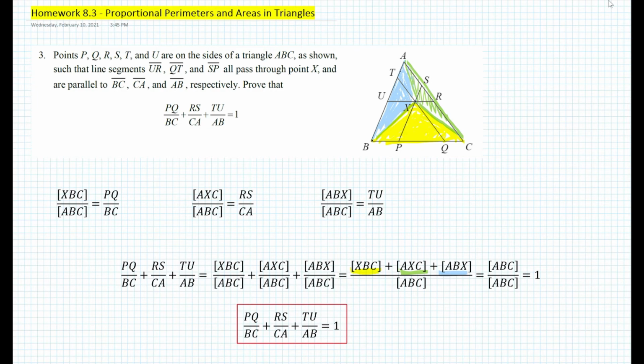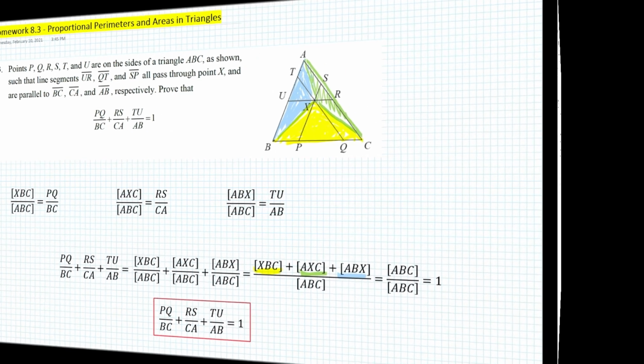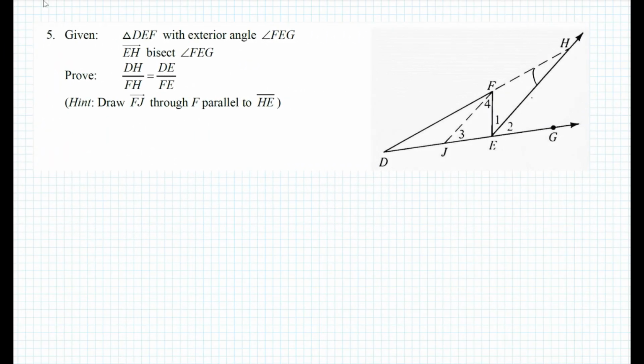Let's now look at problem number 5. So here is number 5. Let's say, according to the diagram, we're given triangle DEF with exterior angle FEG, and we're also given that ray EH bisects angle FEG. How do we prove that DH over FH equals DE over FE? The hint here is to draw ray FJ through F parallel to segment HE.